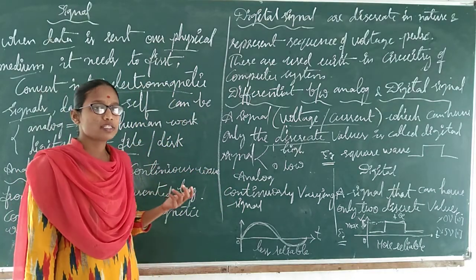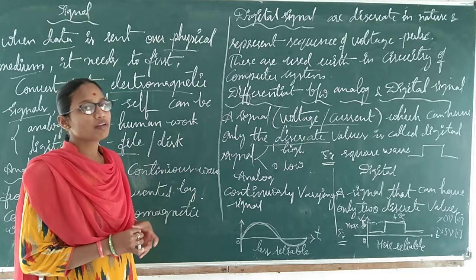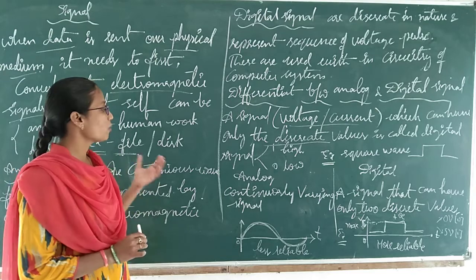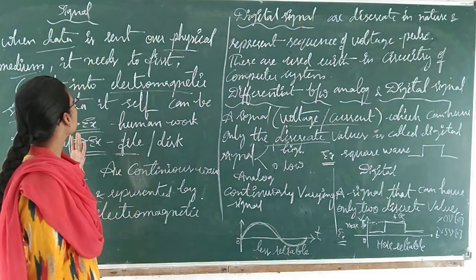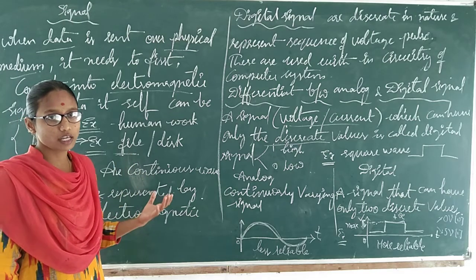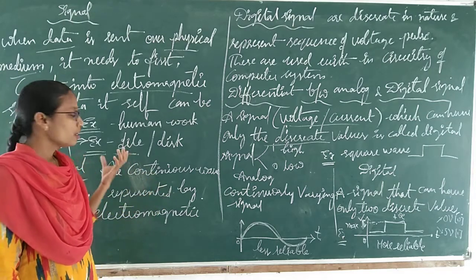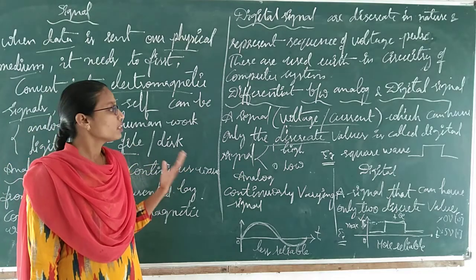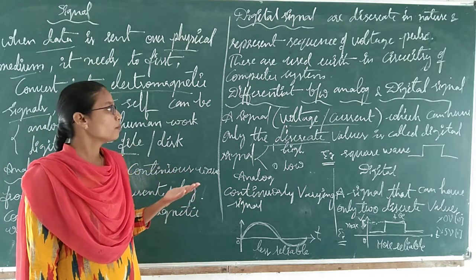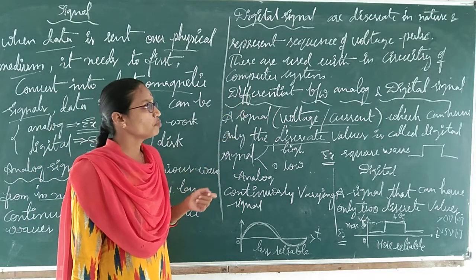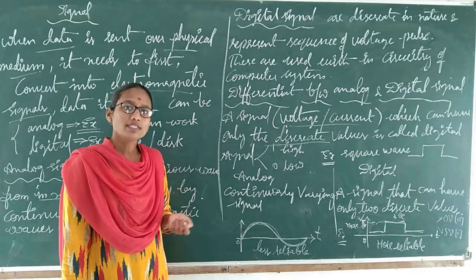I hope you understand this lecture. This is also very important from the point of view of short questions. What is a signal, what are the types of signals, digital and analog signals, and what they mean. Define an analog signal or a digital signal with examples, or maybe an examiner asks you to differentiate between analog and digital signals.